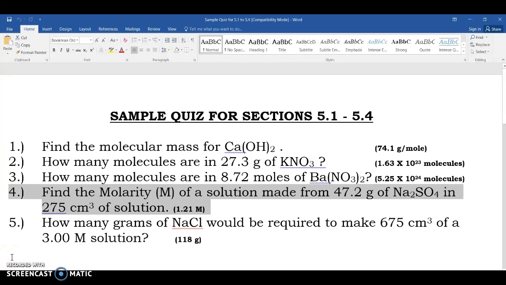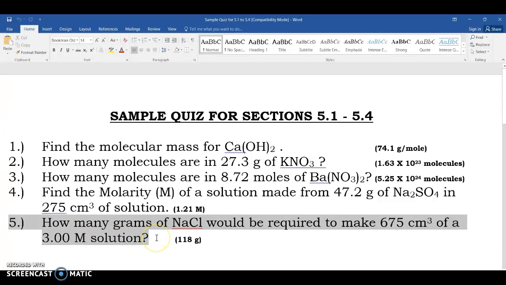Alright kids, here we're going to do this last problem. We did number 4 before, so now we're going to just focus on number 5. It says here, how many grams of NaCl would be required to make 675 cubic centimeters of a 3.00 molar, or moles per decimeter cubed solution.